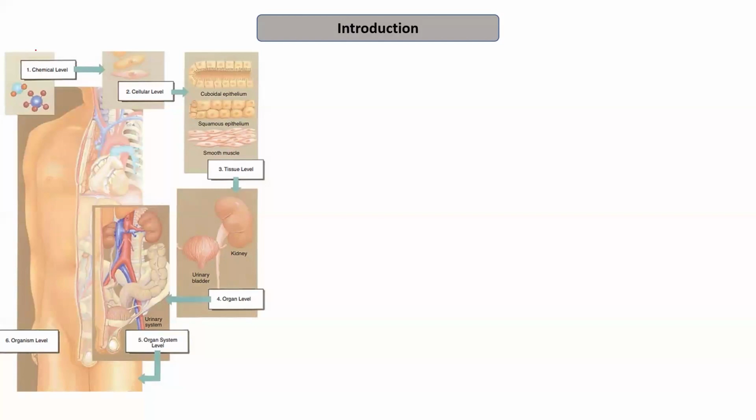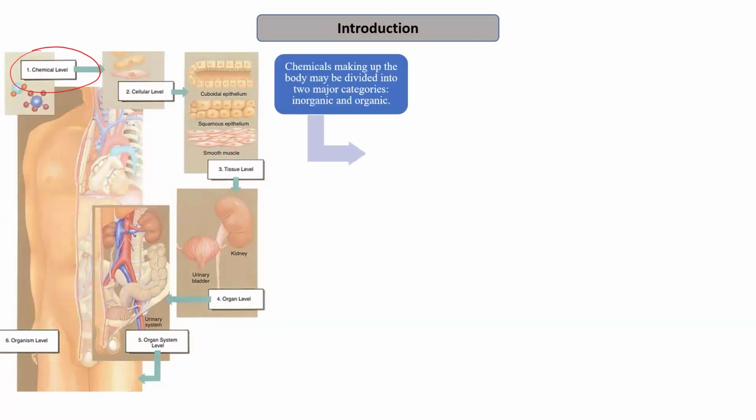Starting with the chemical level, the first basic level is the chemical level, which can include inorganic as well as organic chemicals. Like we have carbohydrates, which are made up of carbon, hydrogen, and oxygen. So it consists of some organic as well as inorganic minerals. Then we have the cellular level of organization. In the cellular level, the cell is the structural and basic unit of life.